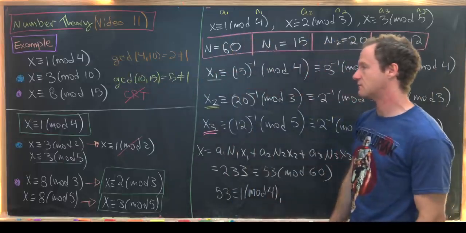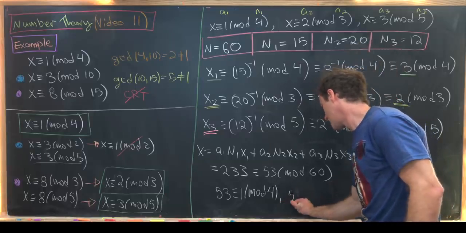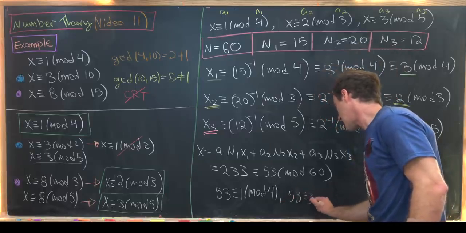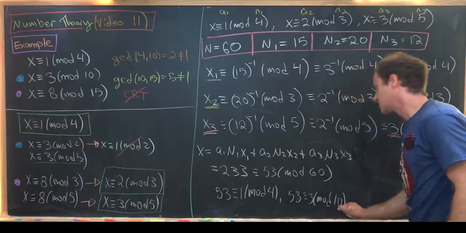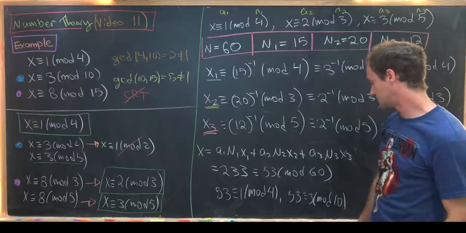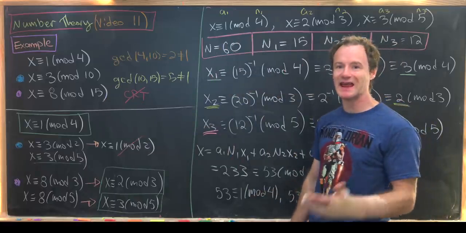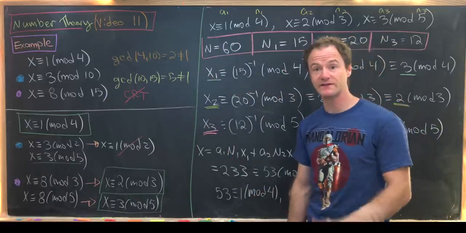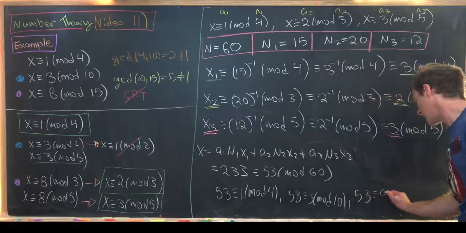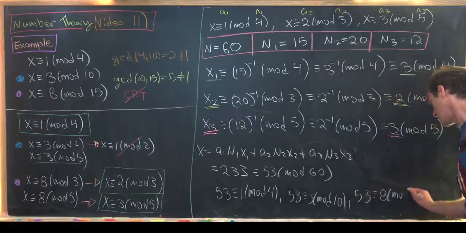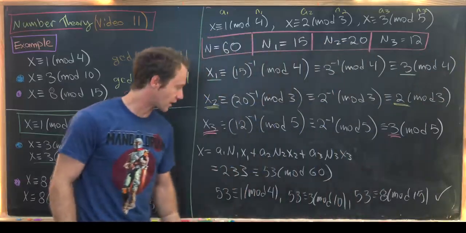Now let's reduce that thing mod 10. Well, notice we get that is most definitely 3 mod 10. And that's because 50 is a multiple of 10. So we're good to go for that second congruence. And then what about mod 15? Well, notice that 53 is 8 more than 45. 45 is a multiple of 15. So that makes 53 congruent to 8 mod 15. So we just checked that this indeed worked.